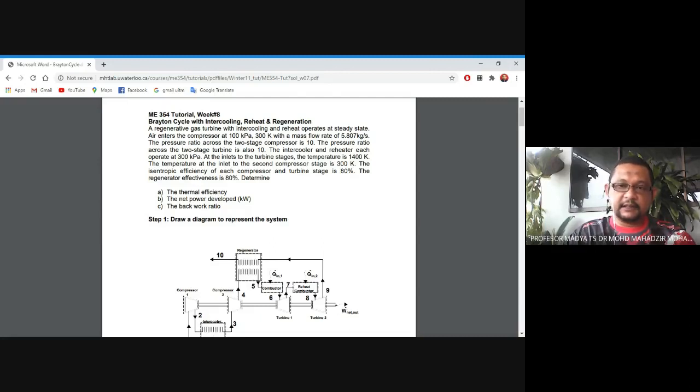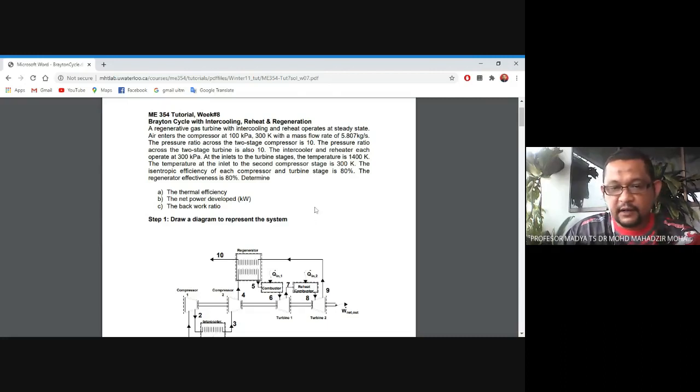As I told you in the previous class, when an example mentions the isentropic efficiency of compressor or turbine stages, you must find the actual value of the temperature of the turbine and compressor, take the actual temperature values into your calculation analysis, and lastly get your answers based on the actual values.